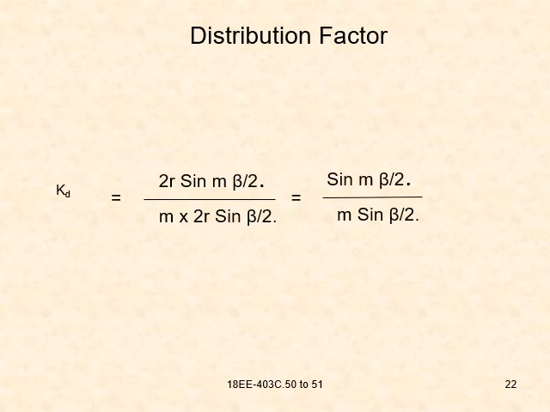The distribution factor, finally, Kd is equal to the vector sum by the arithmetic sum, that is equal to 2R sin(mβ/2) by m into 2R sin(β/2). And this 2R and 2R get cancelled. So finally we will be getting sin(mβ/2) by m sin(β/2), where m is the number of slots per phase per pole. So the final value for Kd is this.